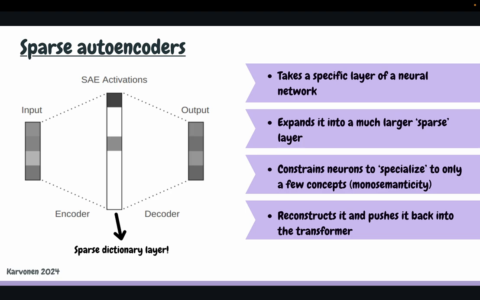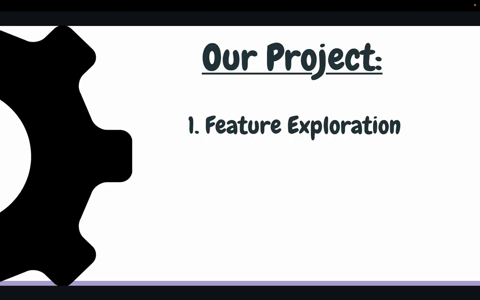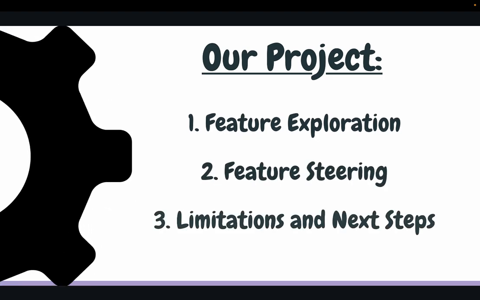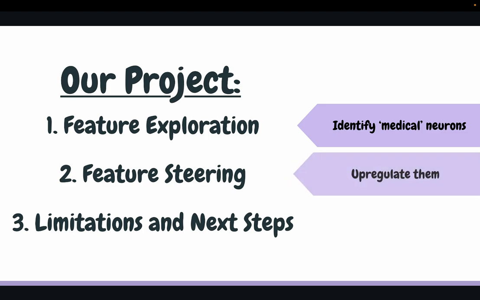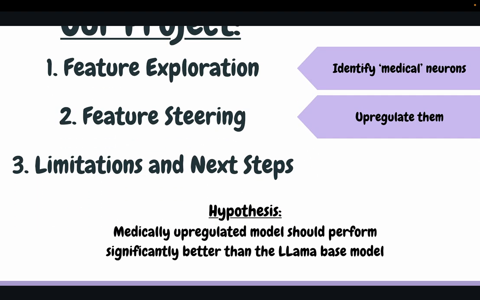Awesome. So I'll talk a bit more about sparse autoencoders, or SAEs. In the context of our project, we've broken this down into feature exploration, feature steering, and they'll also mention our limits and next steps. Feature exploration: the main idea is to identify and physically point to, oh cool, this neuron over here is the one that's relevant, and this is the one being activated the most. We can then upregulate them and see how that modifies the outputs. Our hypothesis is that after upregulating certain medical neurons, we should perform significantly better than a baseline Llama model.